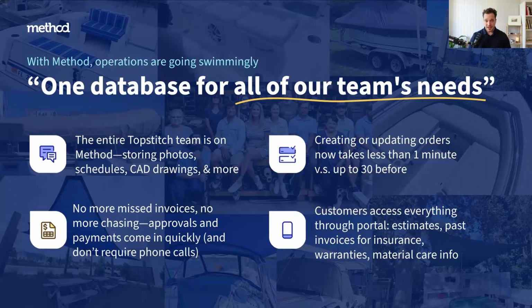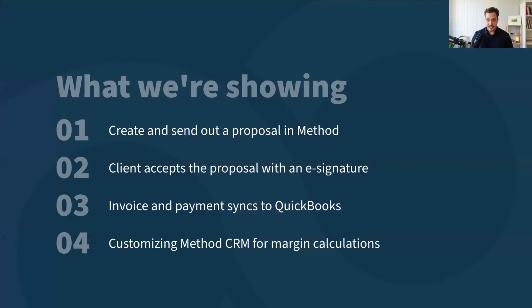So our focus for today, if we flip over to the agenda, is figuring out how to create and send those proposals in Method, what happens when clients accept proposals and how that works with e-signatures, and then also how to actually invoice and collect payments. And then finally, we'll show you a little bit of what a customization can look like that takes you to the next level. So you can actually look at your margins and report both on individual estimates, but then on entire projects and figure out how to track the costs and profits there.